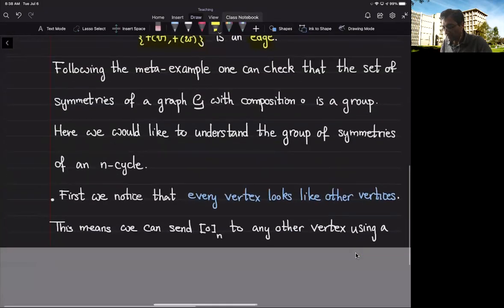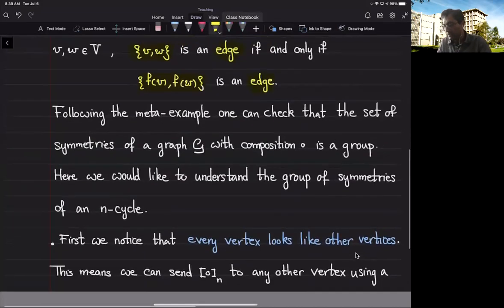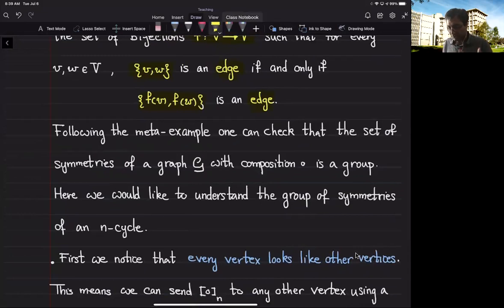Okay, now following the previous example, we should be able to show that symmetries of a graph G with composition is a group. So again, the composite of two bijections is a bijection. When I preserve edges, then the composite should also preserve edges. Here we are more interested in describing elements of symmetries of the n cycle.